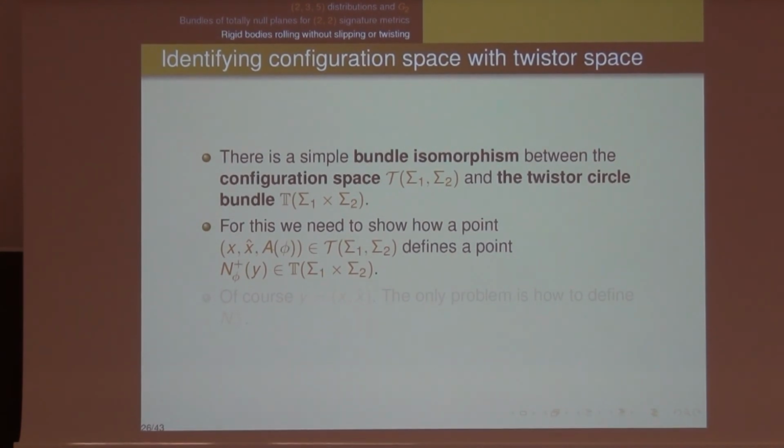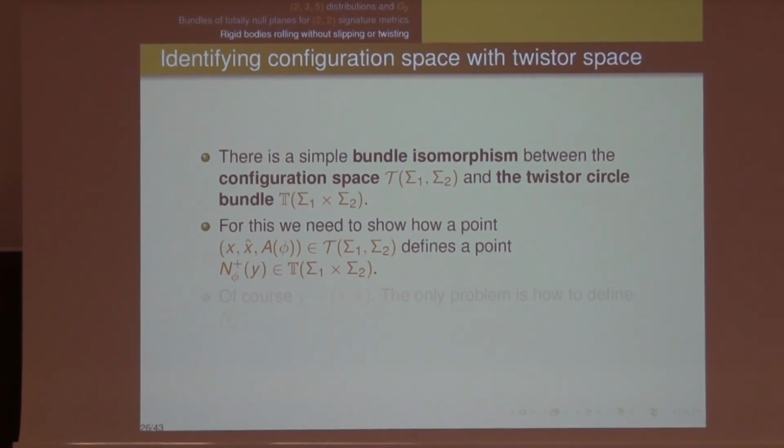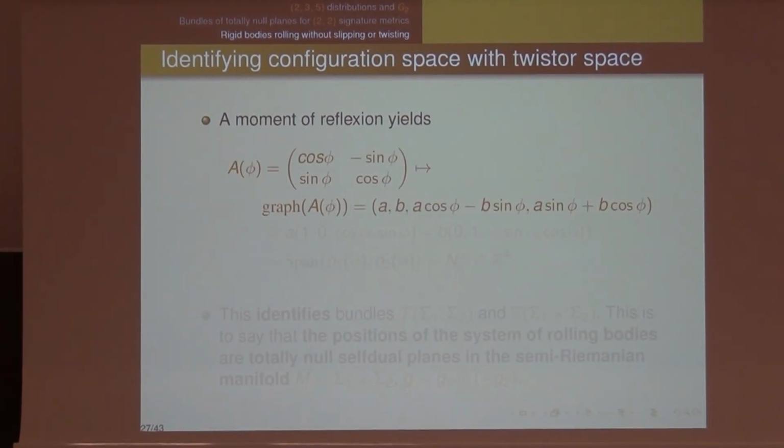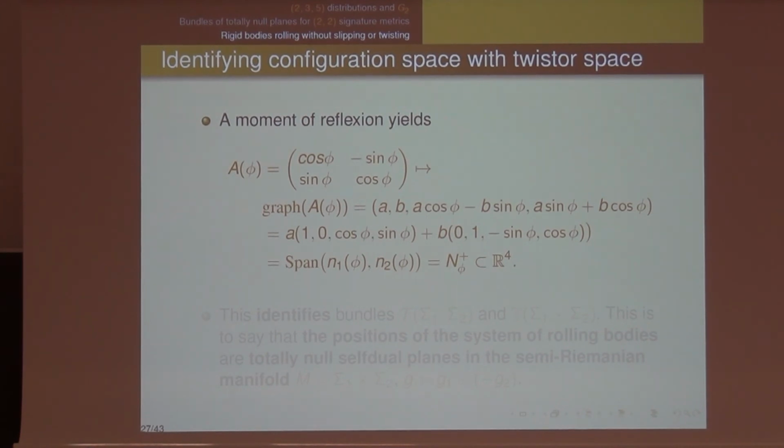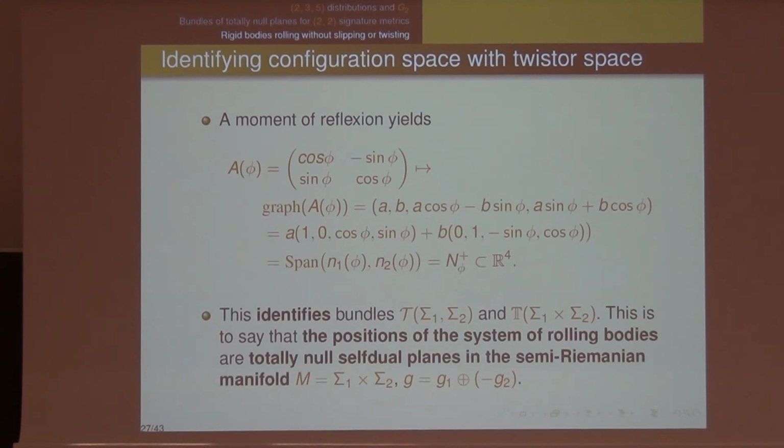So how can I associate the totally null plane to these points and rotation? The rotation is between this space and this space. This space is two-dimensional, and this is two-dimensional. So we have a four-dimensional vector space, which is just a direct sum of this space and this space, and I have a map from here to here. Given a rotation, you consider a graph of this map in this R4, and this graph is a linear space which is actually a two-plane, and this two-plane is totally null with respect to the metric G1 here and minus G2 here. So this identifies the bundles.